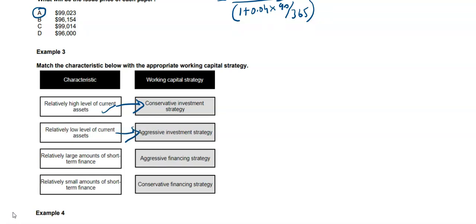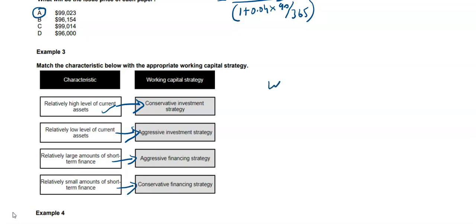And what about the financing strategy? Financing policy is how you finance the current assets and non-current assets. If you are financing your current assets with a relatively large amount of short-term finance, that is the aggressive policy. And if you are financing your current assets with a large amount of long-term finance, or with a small amount of short-term finance, that is the conservative policy.